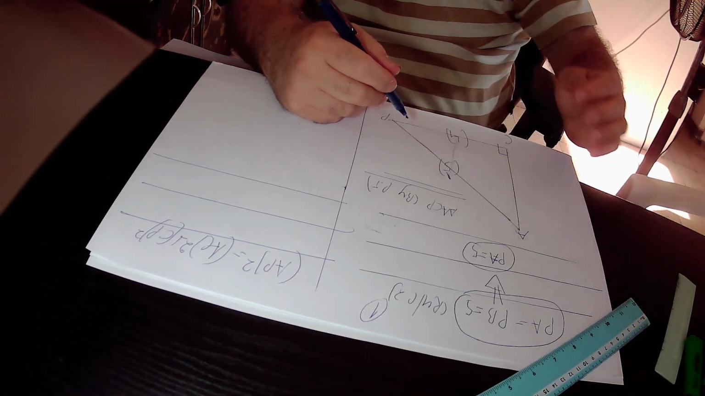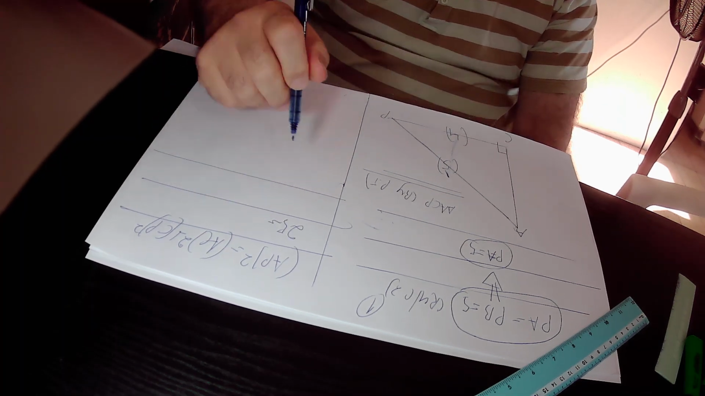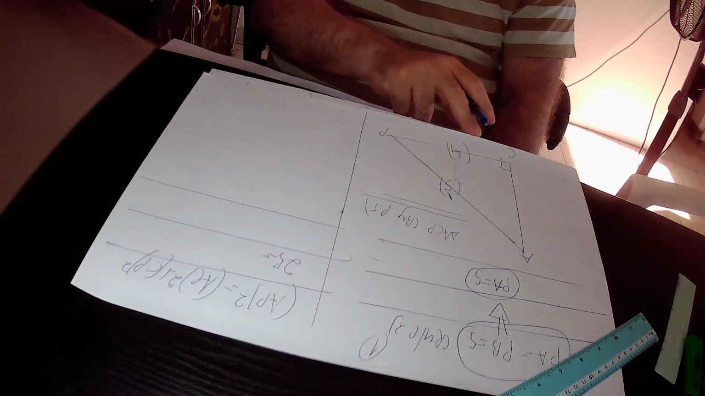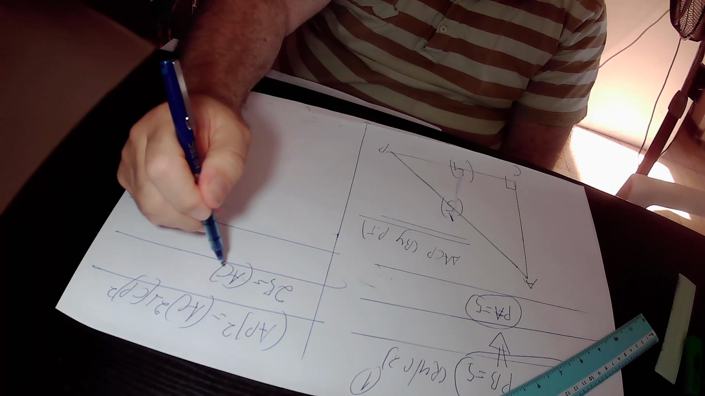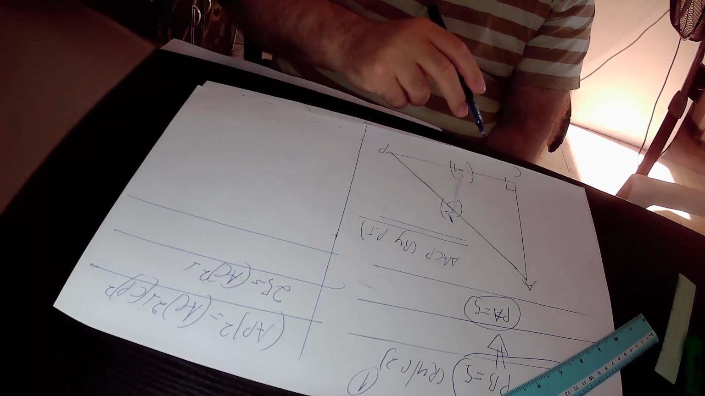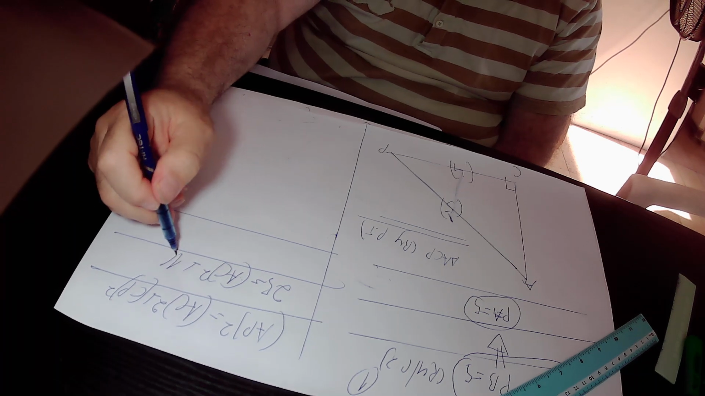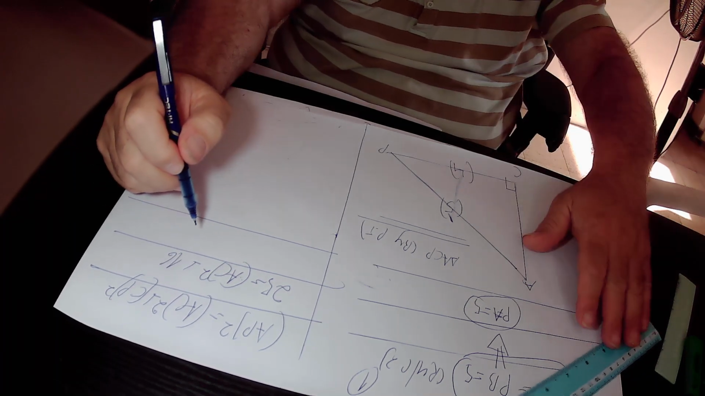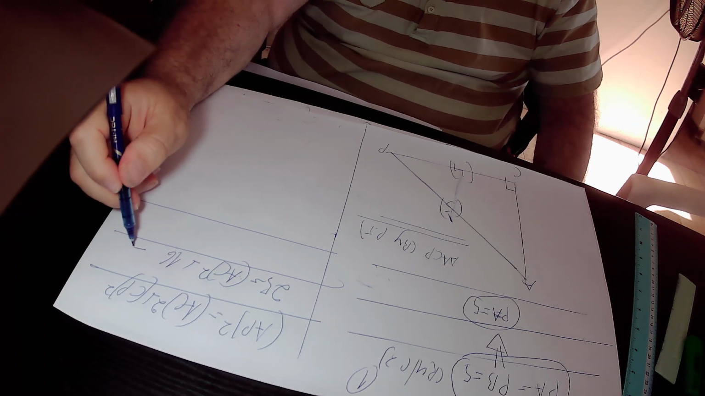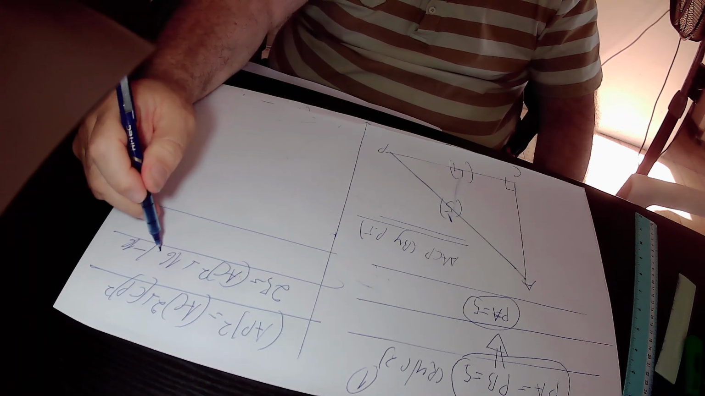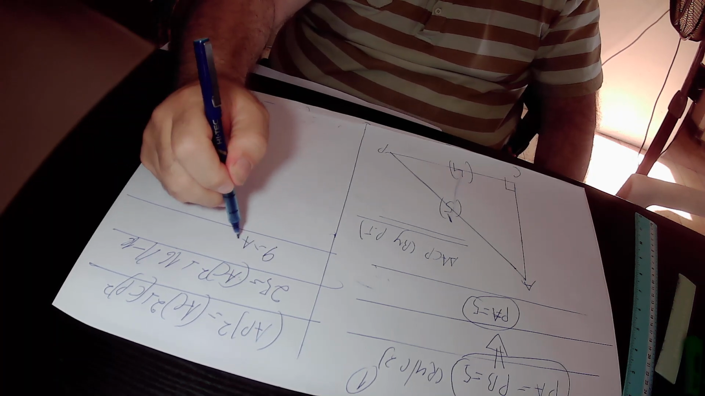AP is 5, therefore AP squared is 5 squared, that is 25. And it is equal to AC squared. AC is the missing side, so we leave it as it is. AC squared plus CP squared. CP is 4, therefore CP squared is 4 squared, that is 16. So in total we found that 25 equals AC squared plus 16. Here we subtract 16 from this equation, and we get that 25 minus 16 is 9, so 9 equals AC squared.